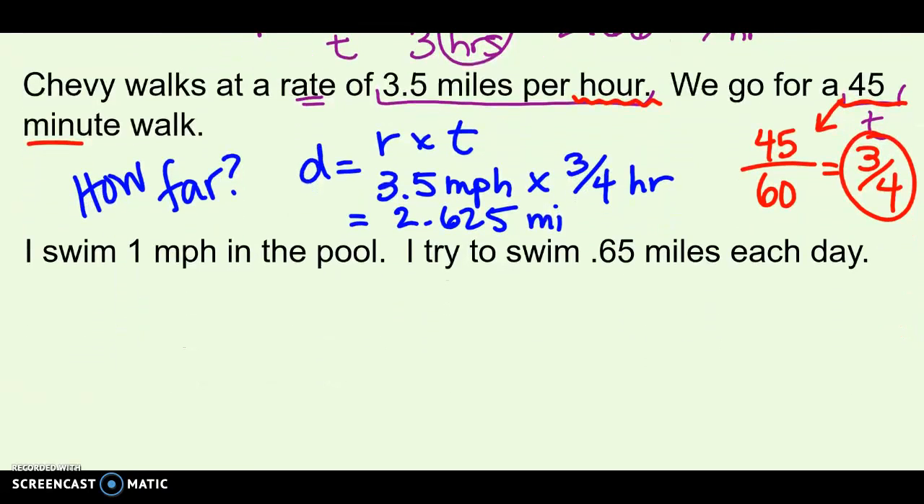Okay, let's try one more. I swim 1 mile per hour in the pool. Well, miles per hour, that's giving me a rate, how fast I swim. I try to swim 0.65 miles each day. Well, 0.65 miles, that would be the distance that I try to go. So if I know rate and I know distance, I'm going to be looking for the time. How long does it take me? And time formula is distance over rate.